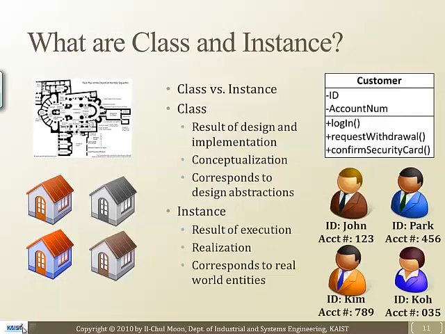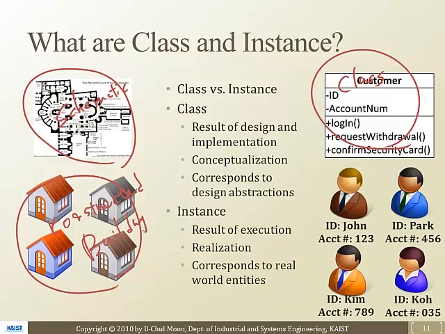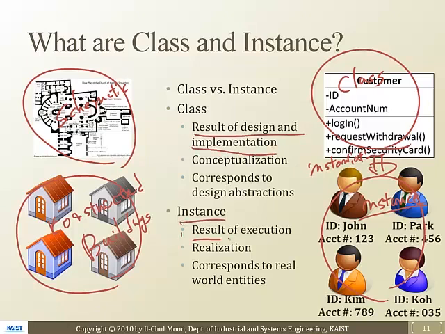So again, what are classes and instances? Classes are the schematics. This is called a class, and this is a schematic. And these are realized, constructed buildings, the instantiated instances. These are called instances, and this procedure is called instantiation. So a class is a result of design and implementation, and an instance is a result of execution, a realization. This corresponds to real-world entities, and the class corresponds to design.